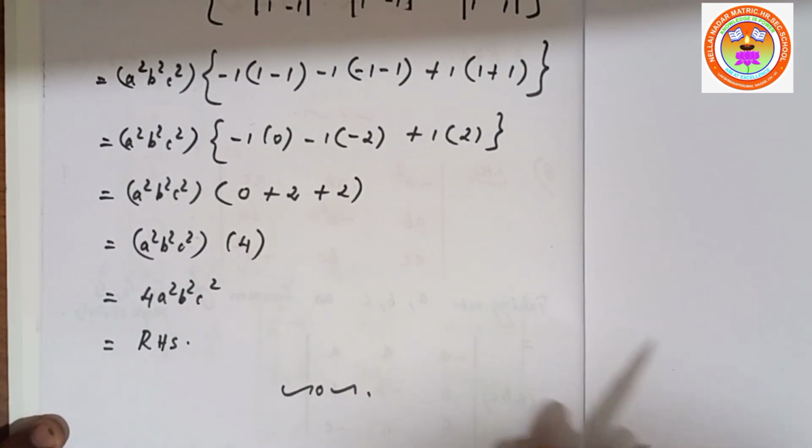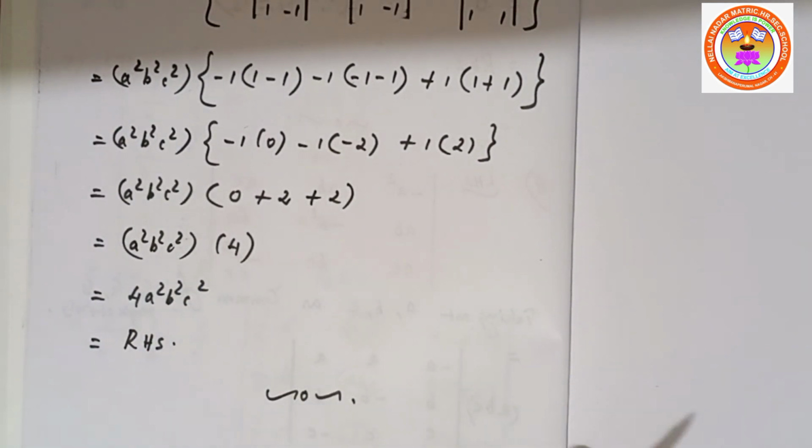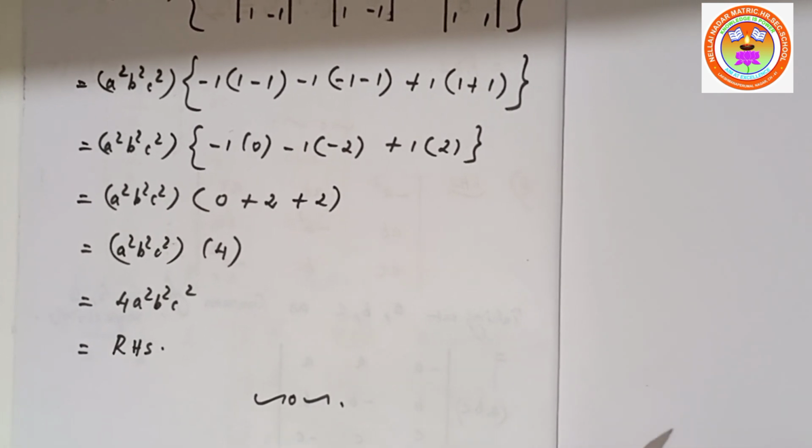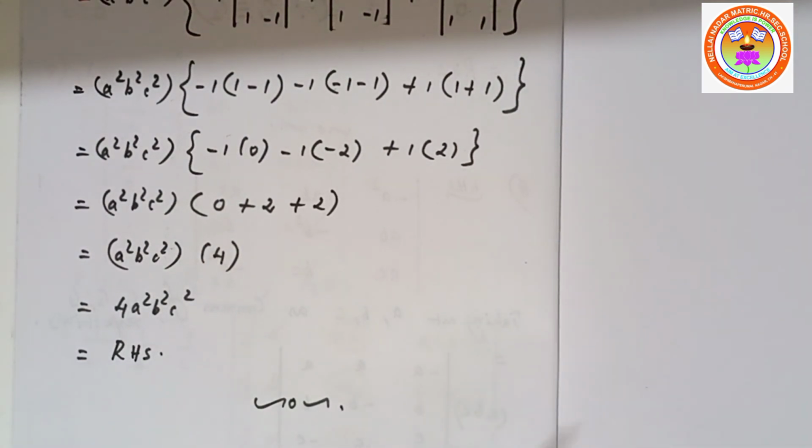You are asked to prove that the value of the determinant is 4 into A squared B squared C squared. We have proved. So problem number 8 is also completed. Exercise 1.1 is over. Then I will be teaching the next exercise, that is exercise 1.2, in the next video. Thank you, children.